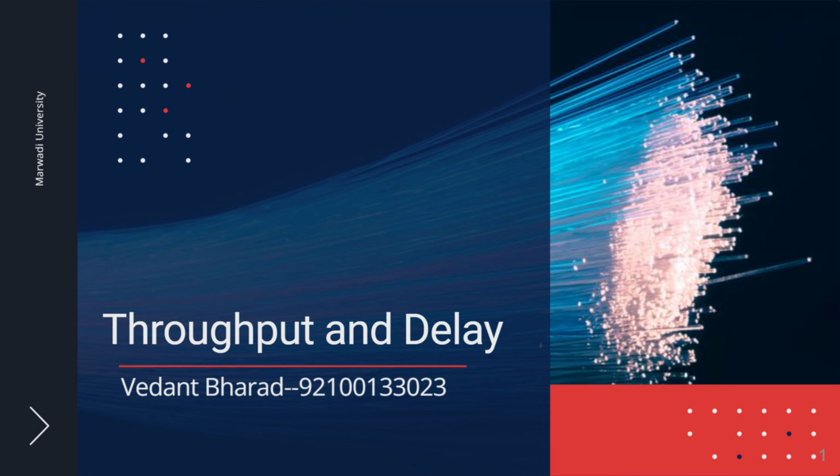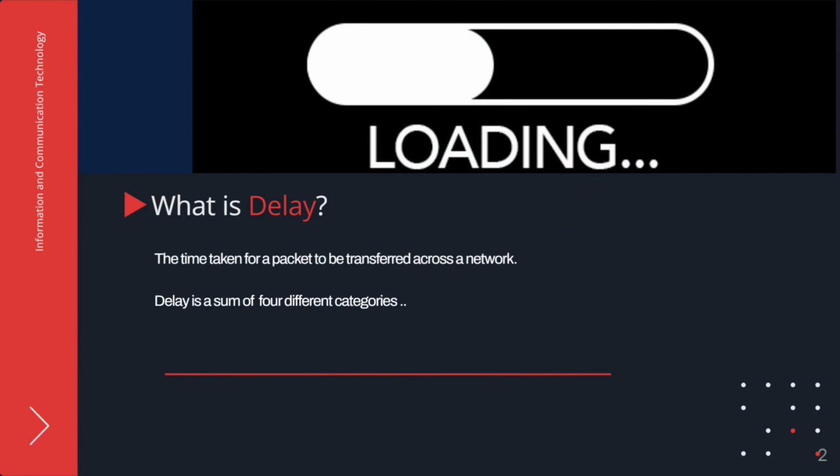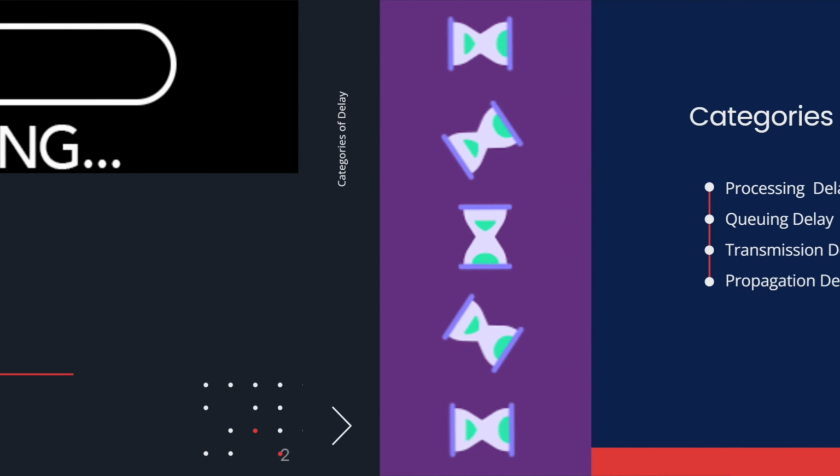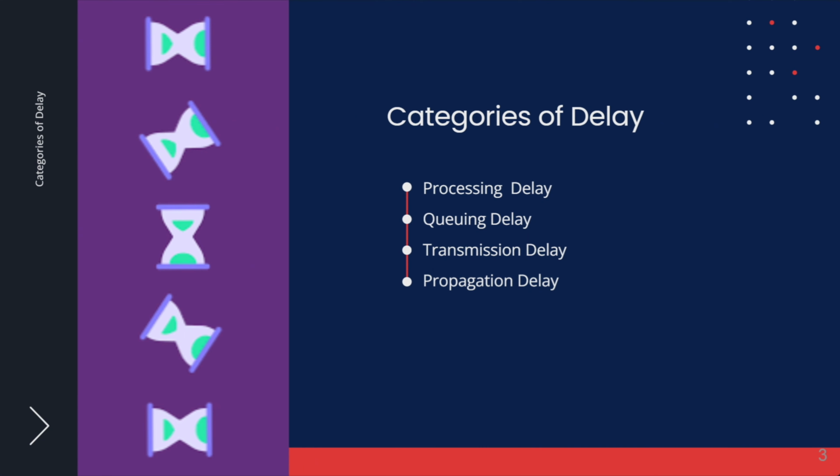Today my topic is throughput and delay. Now let's talk about delay. It is the time taken for a packet to be transferred across the network. Delay has some different categories. Now let's talk about all the categories. First is processing delay, second is queuing delay, third is transmission delay, and fourth is propagation delay.